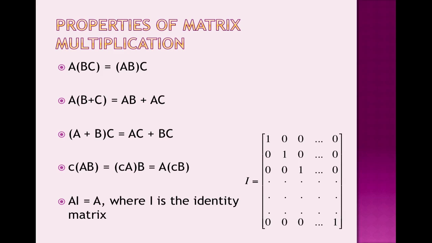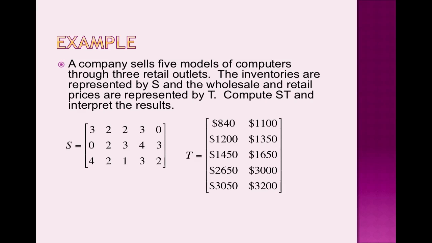Okay, now we're going to move on to one last example. So when is matrix multiplication actually used? We've got an example here where a company sells 5 models of computers through 3 different retail outlets. The inventories for the outlets are represented by S, and the wholesale and retail prices are represented by T. We need to figure out the multiplication of these two matrices.